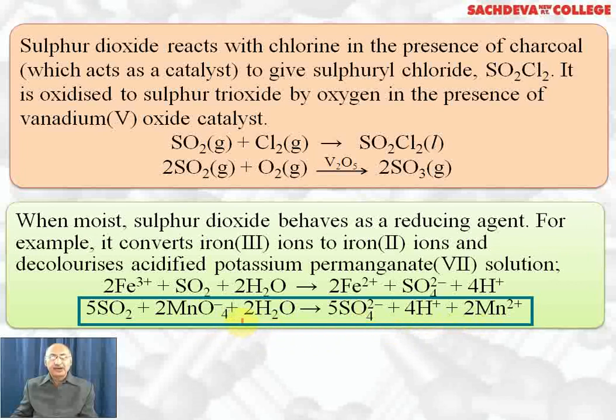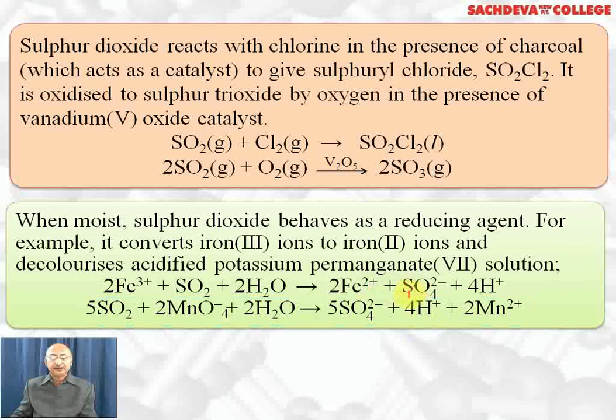Here, an important point to be noted is that we take acidified KMnO4, but H ion appears on the product side because in the beginning a small amount of sulfuric acid is added and the sulfuric acid formed is more, therefore H ion comes on the product side. The same is the case with this reaction where sulfuric acid is formed and H ions come on the product side.